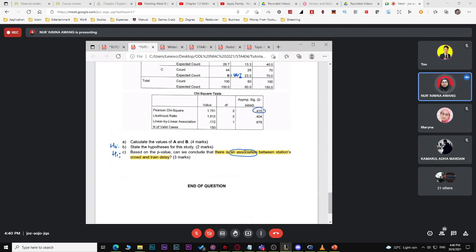So this is your P value and compare. So in this case, since there is no value for your alpha, so macam biasa just use alpha at default, which is 0.05. Okay, so kalau tak ada, you guna 0.05. So you compare this value with 0.05. Since this value is more than that, we fail to reject our H null. So kita kata there is no association between station crowd and train delay. Okay, ataupun there is not enough evidence to conclude that there is an association between station crowd and train delay. Okay, so nanti you boleh tengok balik on tutorial questions.